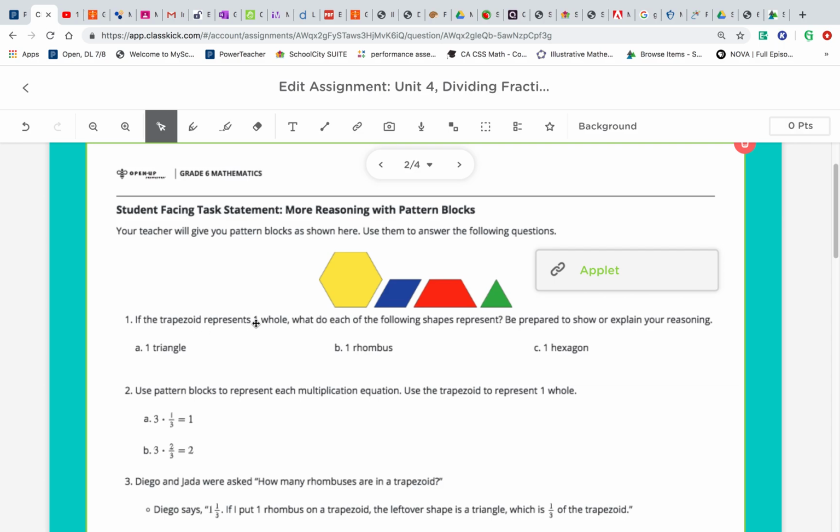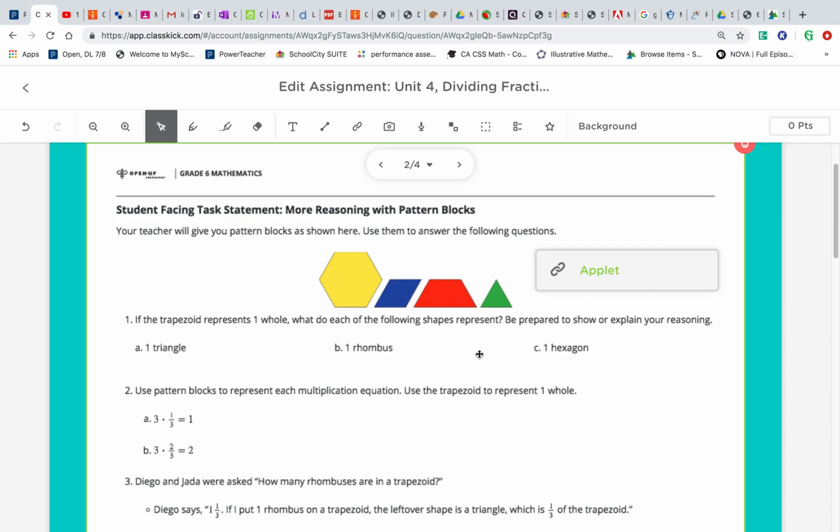Now this is different. So don't think this is the same as yesterday or whenever we did the last activity, right? Because last time it was the hexagon that was one whole, but not now. Now it's the trapezoid, it's this. This now represents one whole, all right? So it's different. But the idea is we want to still compare the following shapes to what one whole is. In this case, it's just this trapezoid.